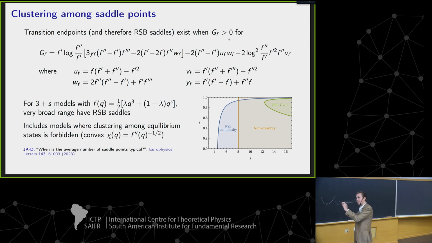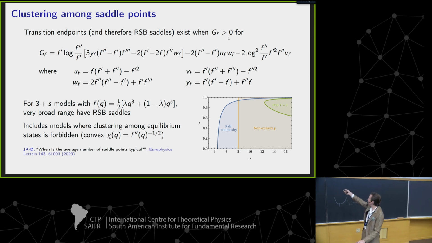Little regions of concavity in an otherwise convex function will give you the possibility of having levels of RSB beyond 1 RSB. Not guarantee, but possibility. But if this function here is completely convex, then there's no hope of finding any solution in the replica symmetry breaking form better than 1 RSB.